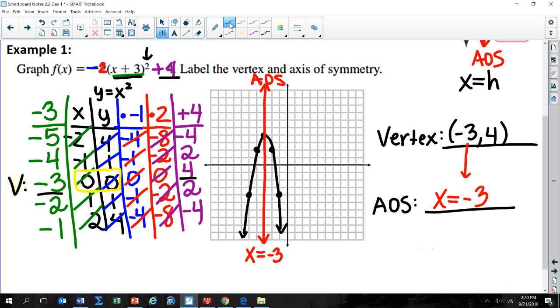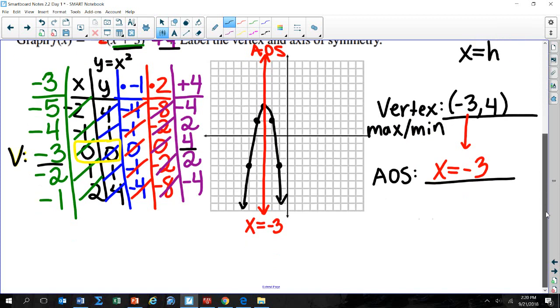On your homework, too, you'll have to identify whether the vertex is a max or min. I think I make you circle it. I think I have max or min listed, and you have to circle it. It's just going to depend.